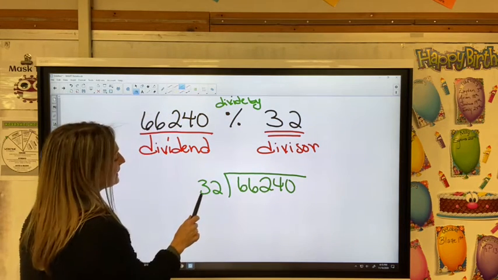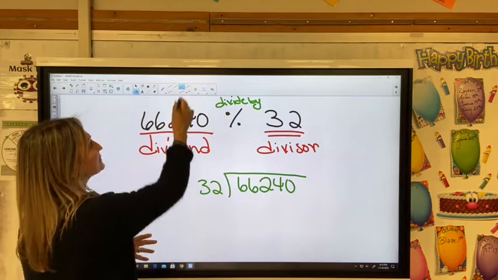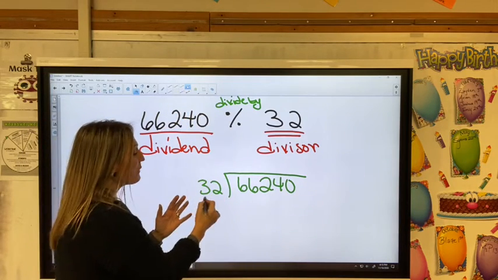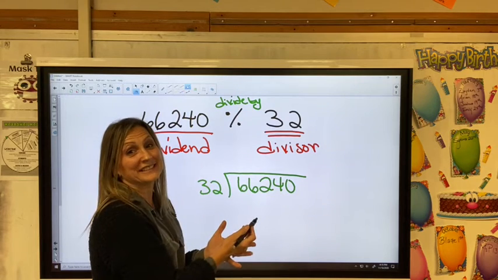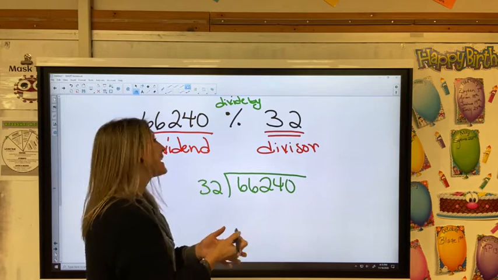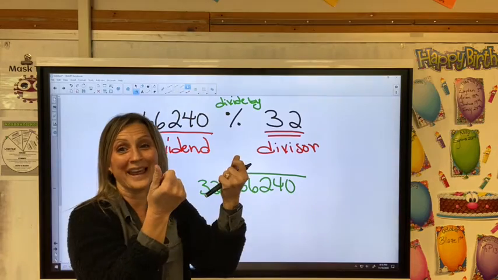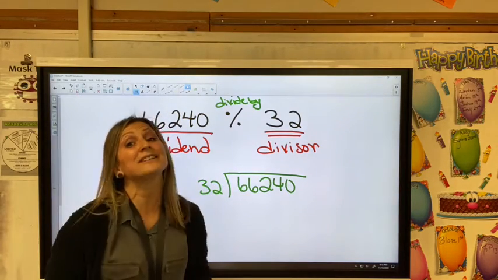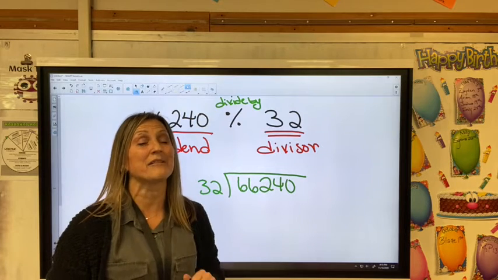So when I'm looking at this, sixth graders, I want to ask myself, I have 32 out here, and I want to know how many 32s I can get out of 66,240. Now I'm going to tell you right now, you're not going to know that off the top of your head. Some people might, but most people don't. So what we like to do is break it up in place value.